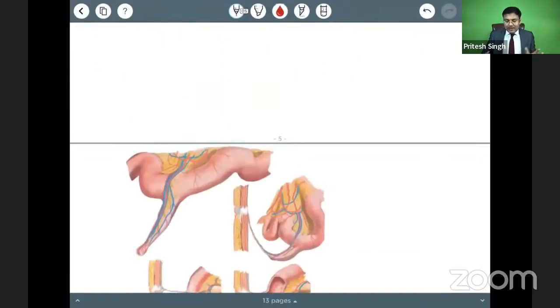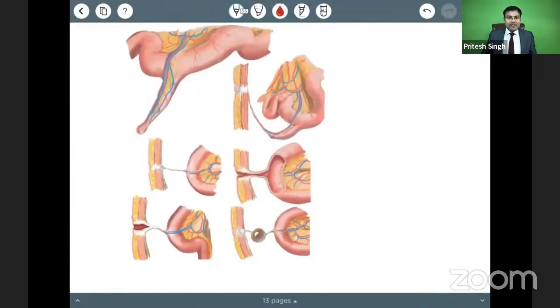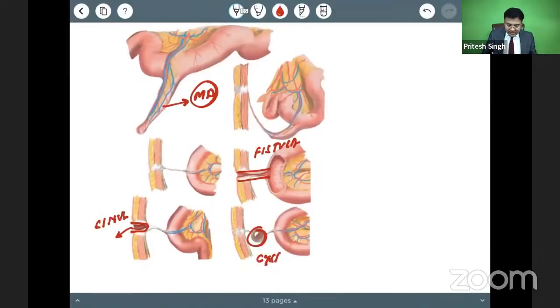See the diagrammatic representation. Now you can tell me, what is the diagnosis? Meckel's diverticulum. Here you can see communication between bowel and umbilicus. So this is a Vitelline fistula. Here you can see a single opening towards the umbilical end. This is a sinus. No opening, this is a cyst. And sometimes there is a cord. This is known as a Vitelline band.